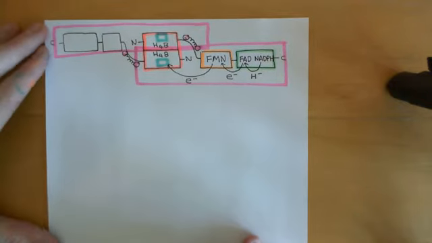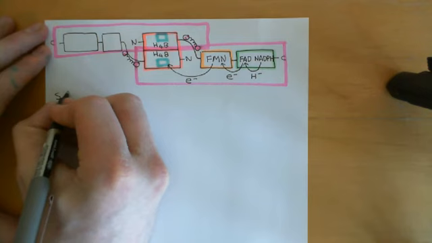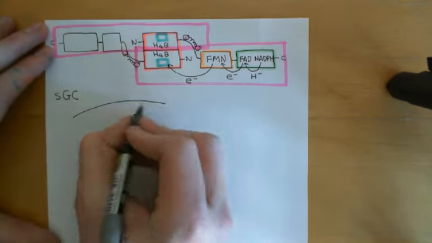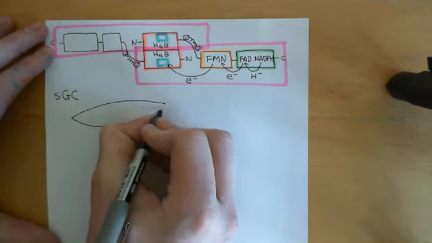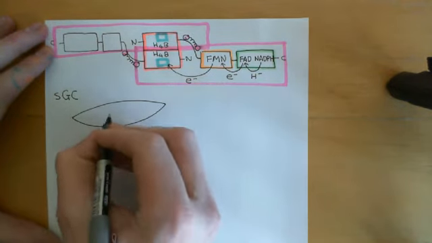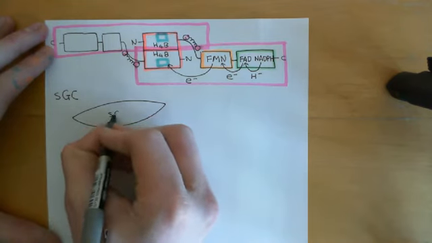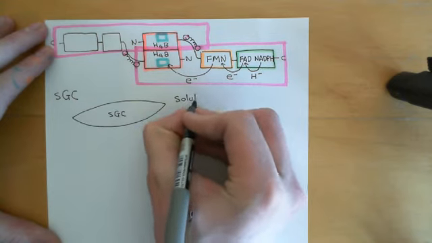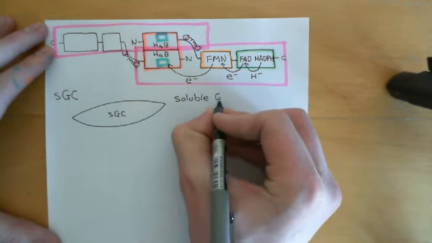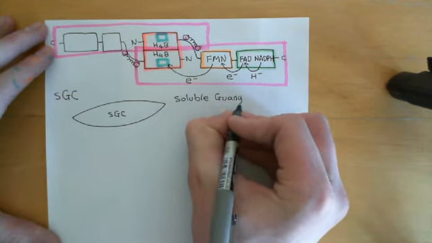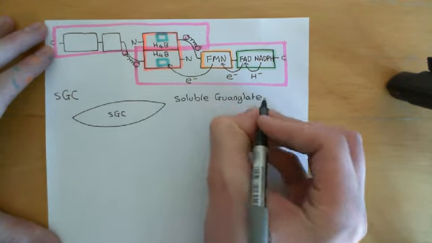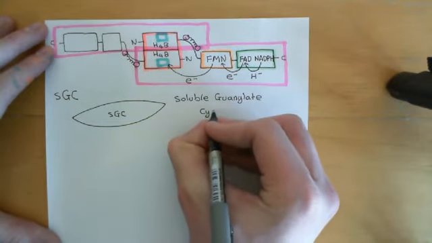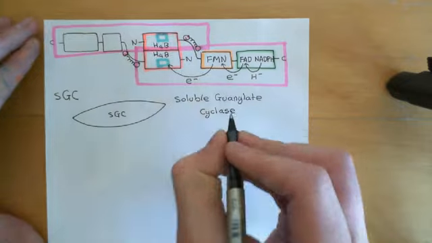So let's just talk about soluble guanylate cyclase. For short, soluble guanylate cyclase is abbreviated as sGC. If I draw a smooth muscle cell here, soluble guanylate cyclase is going to be free in the cytoplasm of the cell, hence why it is called soluble guanylate cyclase. There are other types of guanylate cyclase which are membrane bound, notably the receptor for atrial natriuretic peptide. So this is a soluble guanylate cyclase.